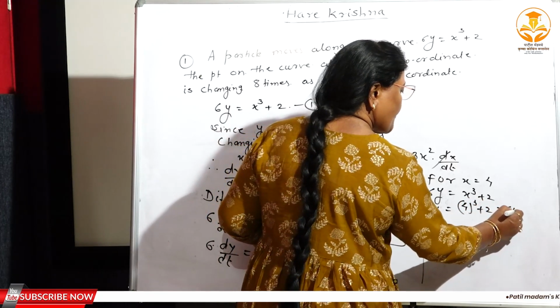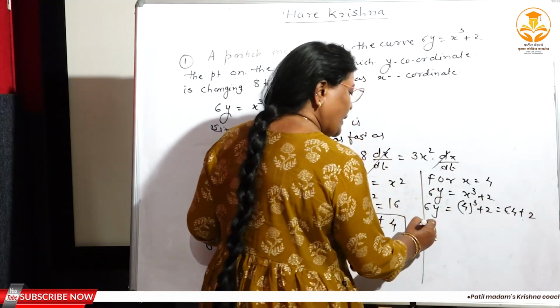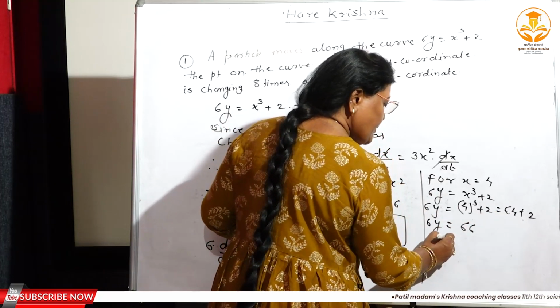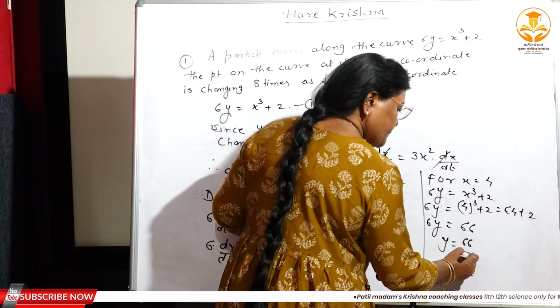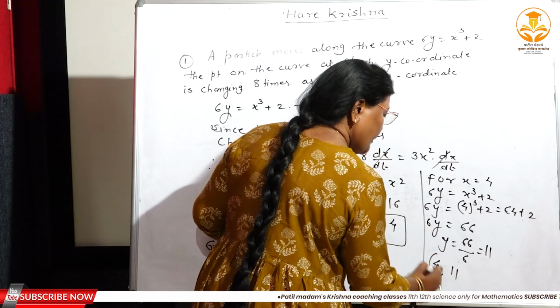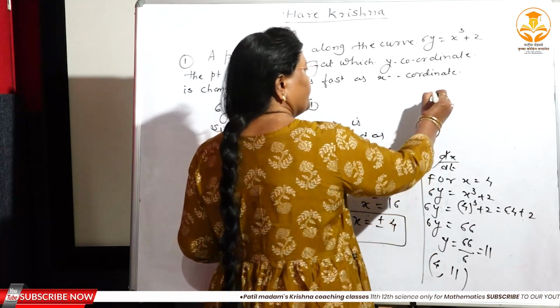4 cube means 64. 64 plus 2 is equal to 66. And 66 divided by 6 is equal to 11. Therefore, the first point is (4, 11), isn't it?